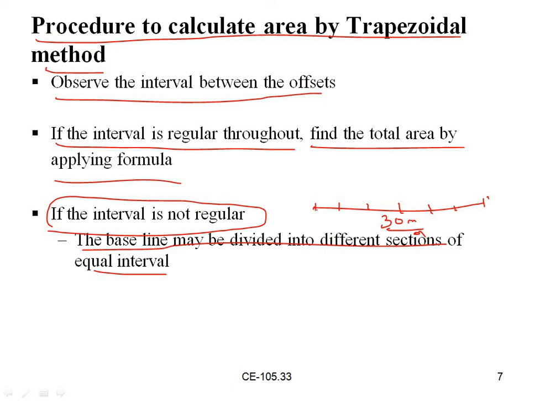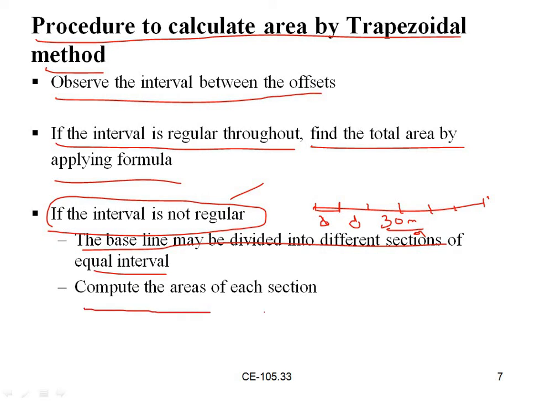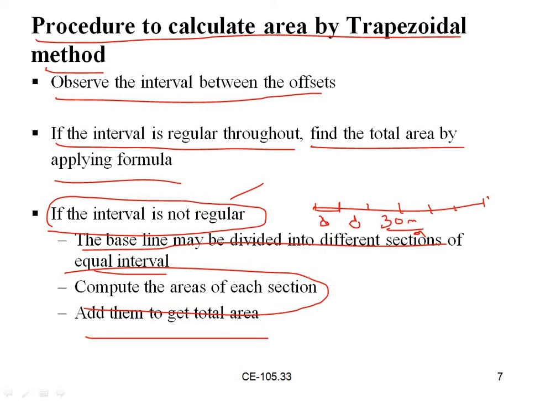So from the starting point, you keep the same distance and call it d. This will be the common interval, and the next one is also a common interval. This will happen in such cases if the interval is not regular, so that we make it into the regular form. And next, compute the areas of each section and add them to get the total area.